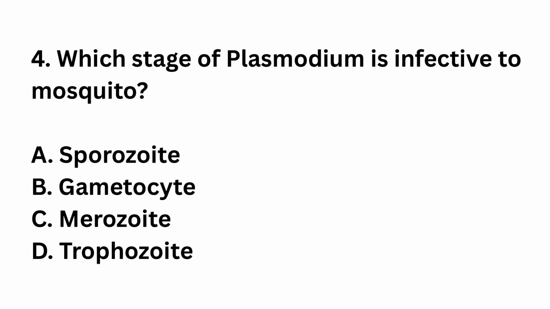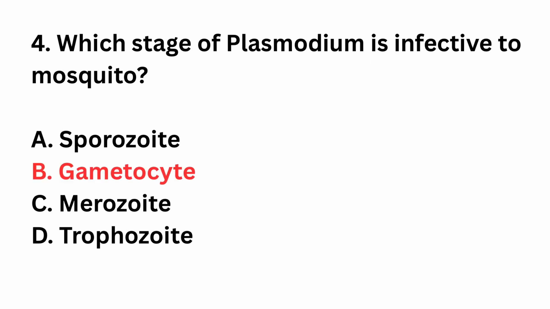Question number 4. Which stage of Plasmodium is infective to mosquito? Sporozoite, gametocyte, merozoite, trophozoite. The right answer is option B, gametocyte. Gametocytes are taken up by female Anopheles mosquito during blood meal. They continue sexual reproduction inside the mosquito.